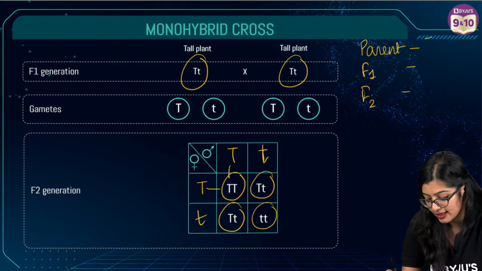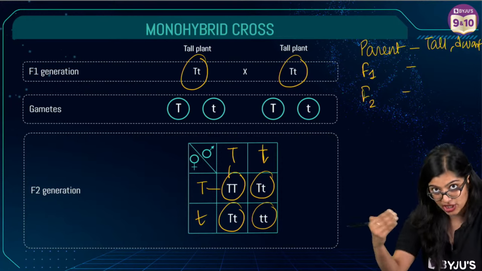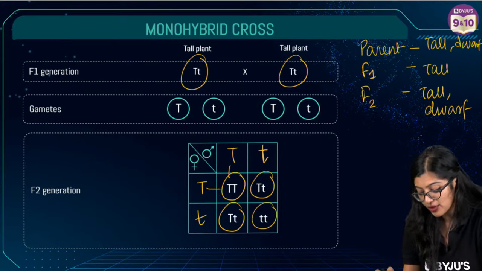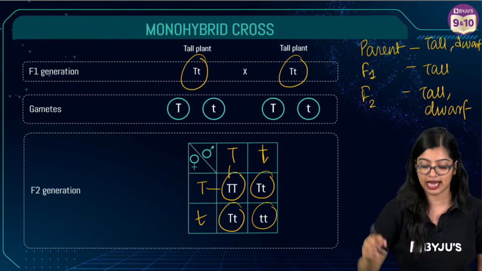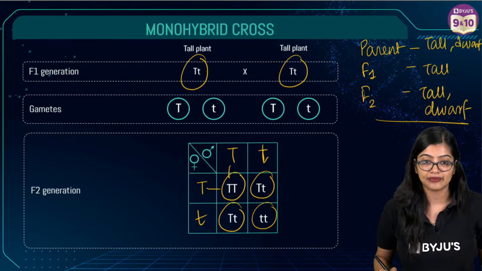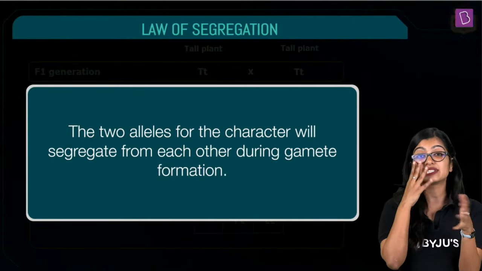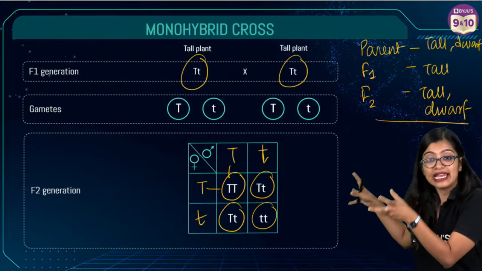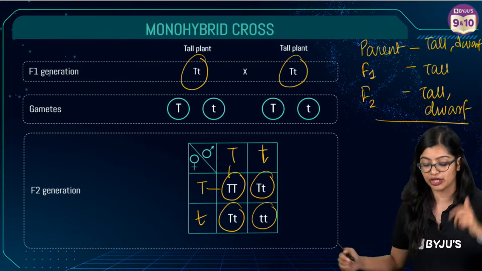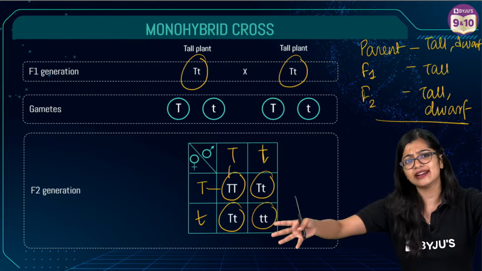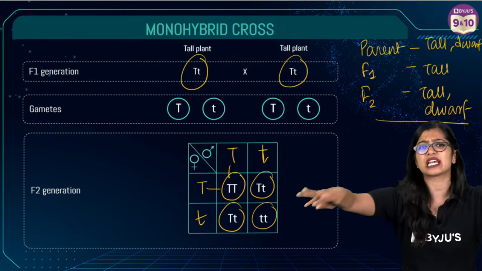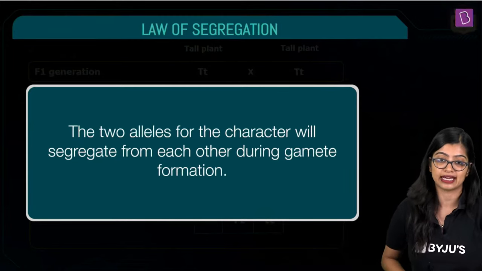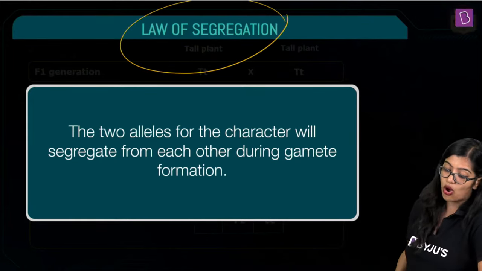Now in the parent, what did we see? There was one tall and one dwarf. But in the generation after that, all were tall. But now in the third generation, you have a character which was not there in the previous generation, which has arisen again, right? So you see that a new character has come out of nowhere. So in this case, what do you observe? We see that there has been some segregation of characters, right? So the alleles that were coding for that particular character have segregated. It segregated during the formation of gametes and then of course during fusion. But now we see that it has come back. And as a result, segregation has taken place, right? So this is what we understand as the law of segregation.